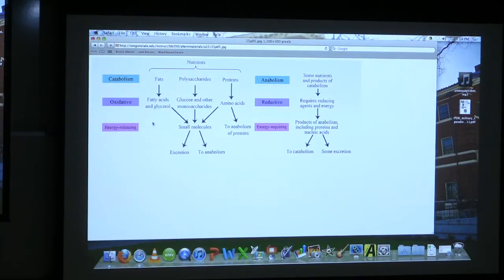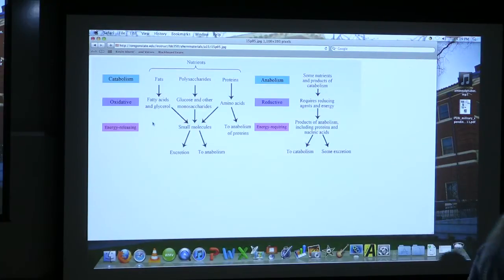Another way of looking at this introduces a couple of terms to us: catabolism and anabolism. Catabolism refers to pathways that are catabolic, not diabolic, catabolic. Diabolic is something else. Catabolic pathways are degradative in nature. They break bigger things down into smaller things. Catabolic processes are generally oxidative, meaning oxidation is involved. Another characteristic of catabolic processes is that they are energy releasing, because oxidative reactions are pretty much energy releasing.